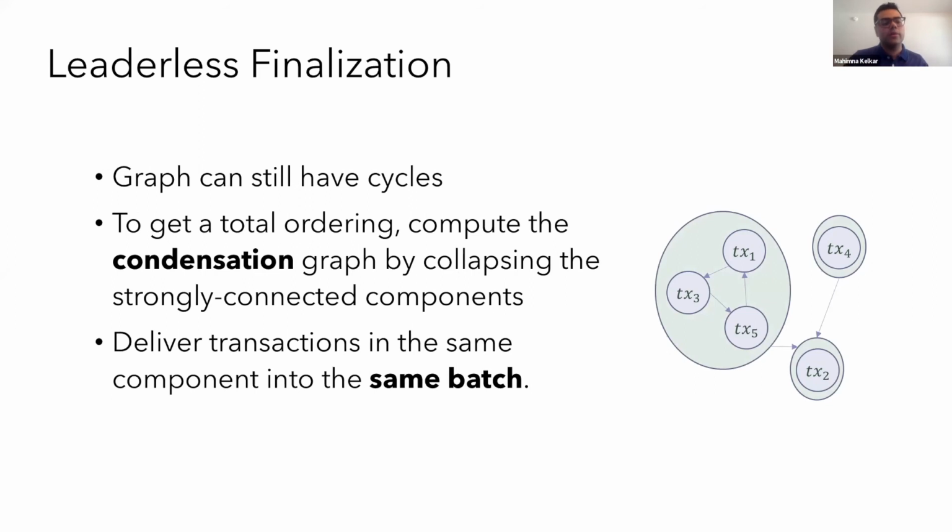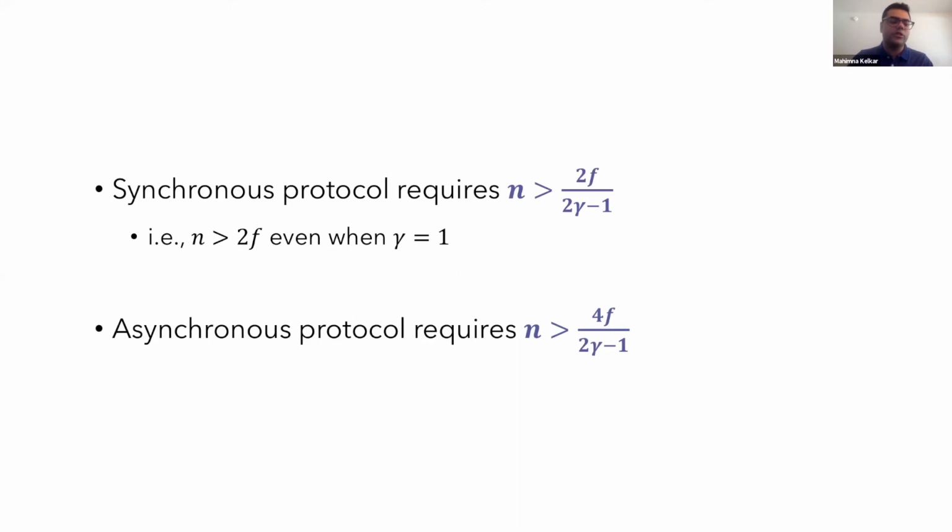The other problem, as I mentioned, is that these graphs can have cycles. To get a total ordering, the key idea is to compute a condensation graph by collapsing the strongly connected components that contain these cycles. And we'll deliver transactions in the same component into the same batch. So that is a very rough overview of our protocol.